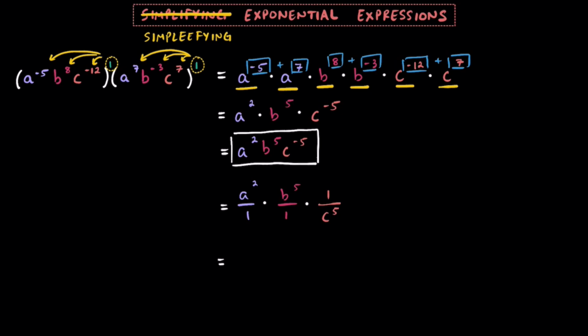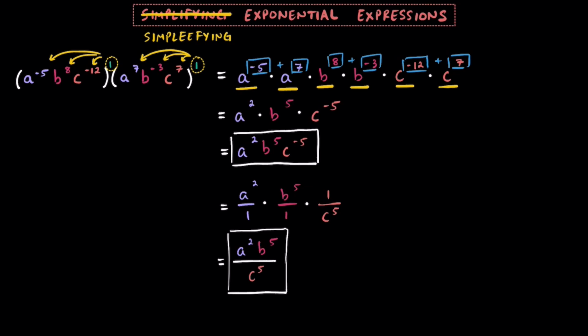So finally, rewriting this, we can squish it all together. The tops being multiplied is going to be a squared times b to the positive 5th power. So we have our positive exponents up here. And in the denominator, the c to the 5th power is now positive, so we can go ahead and write that down there. And everything's positive now. So this would be another version of the most simplified expression, but using positive exponents instead.